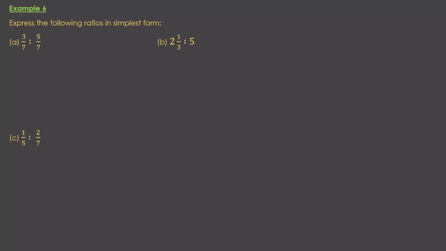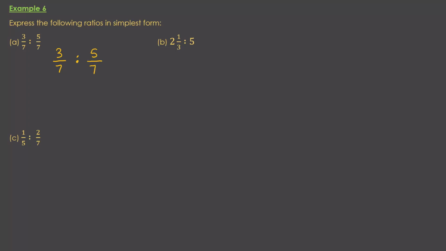Express the following ratios in simplest form. Now, remember, in simplest form, all parts of a ratio need to be integers. So we can't have fractions and we can't have decimals. Now, the first example here is really quite straightforward.